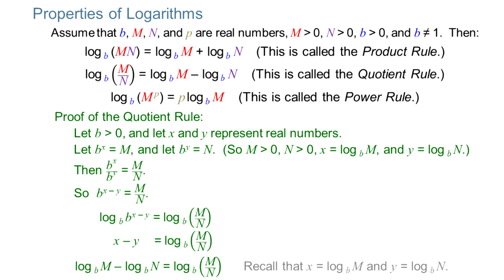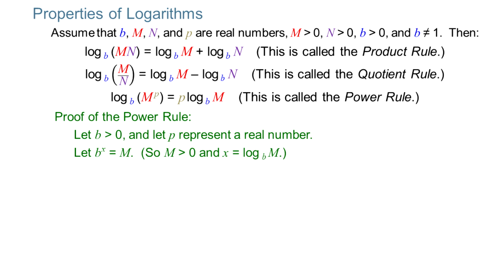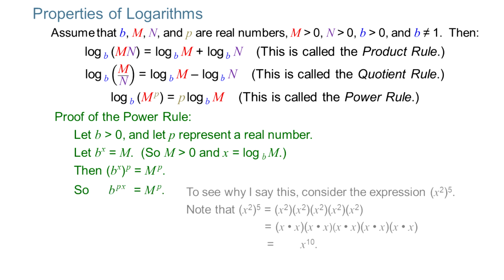To prove that the power rule is a valid rule, I will start by defining my variables as you see here. For my next step, I will raise both sides of the equation from the last step to the power of p. To raise b to the x to the power of p, I can multiply my exponents.